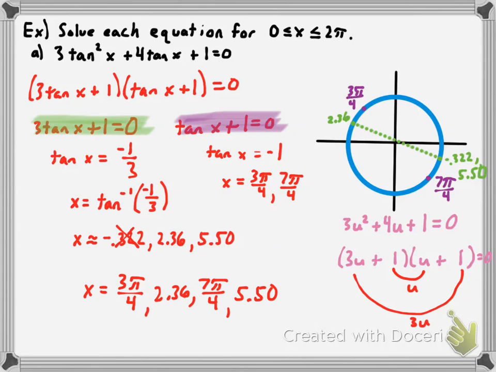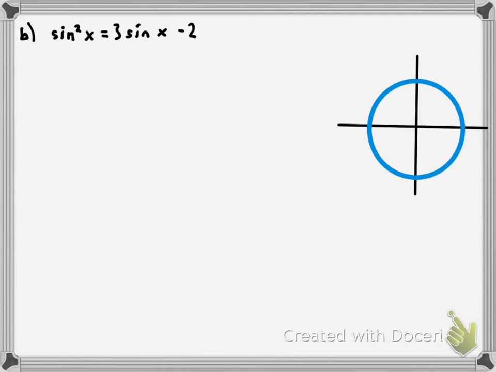Okay, now I mentioned that you could use quadratic formula for this. Due to the length of time that I've taken so far, I'm not going to show you how to work this problem with that. I'll just show you the next problem using quadratic formula. But that is certainly an option. Now, let's take a look at it. Let's solve this equation, sine squared x equals 3 sine x minus 2, using quadratic formula.